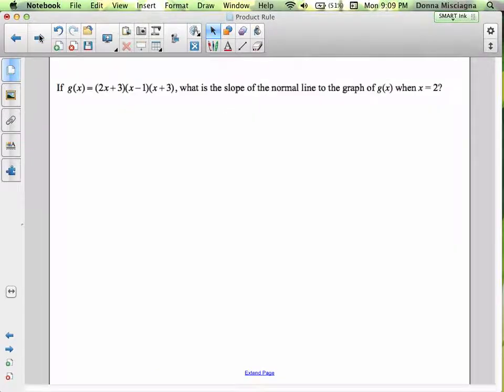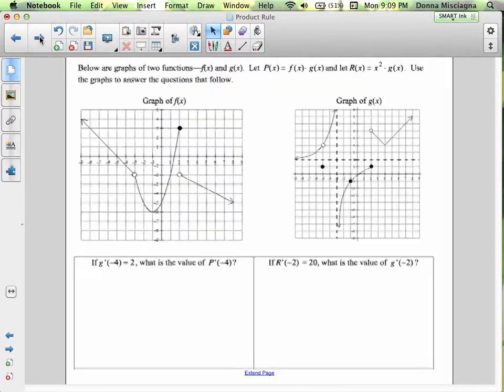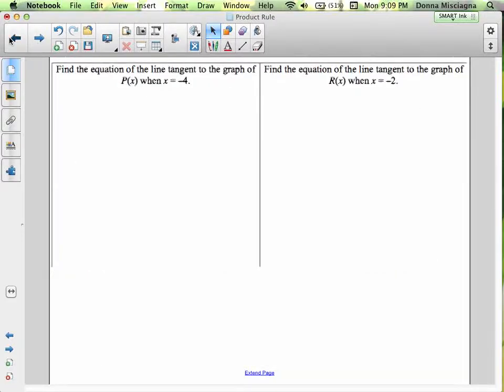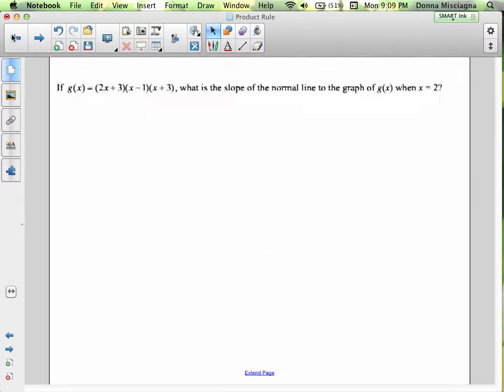And the last thing we're going to look at is this equation, and then we're going to be looking at some graphs and some tables. All right? Let's go back to this one. So g of x equals 2x plus 3 times x minus 1 times x plus 3. What's the slope of the normal line to the graph of g of x when x is 2? You have too many terms here for the product rule, right?